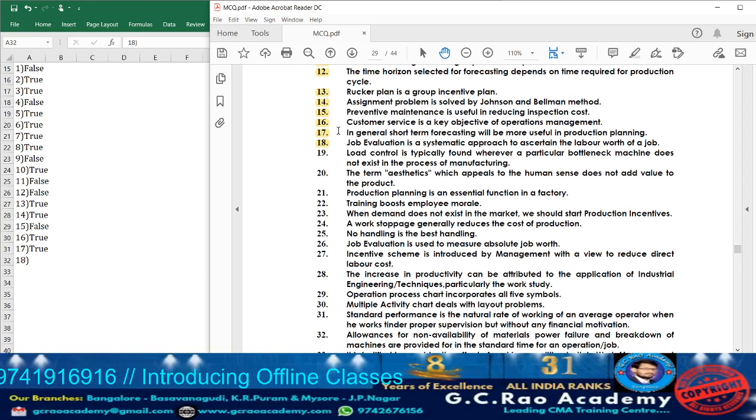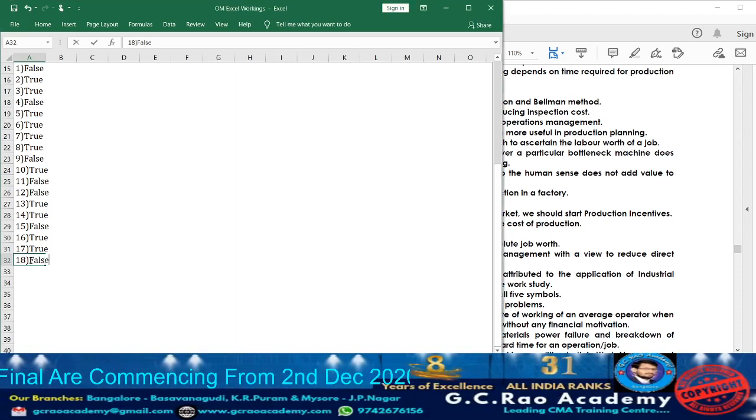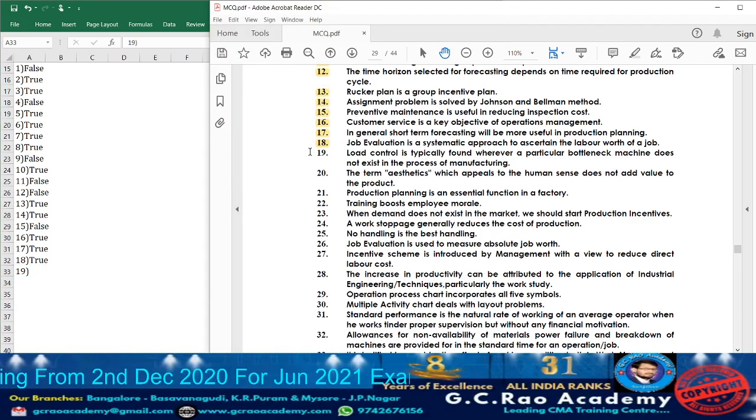What they are telling? Job evaluation is a systematic approach to ascertain the labor worth of a job. Yes, it is true. In job evaluation, for the work that has to be completed, which labor has to be appointed? What should be the qualification of that particular labor? What should be his work experience? All those will be considered in job evaluation. So accordingly, statement 18 is true. Now moving on to statement 19.